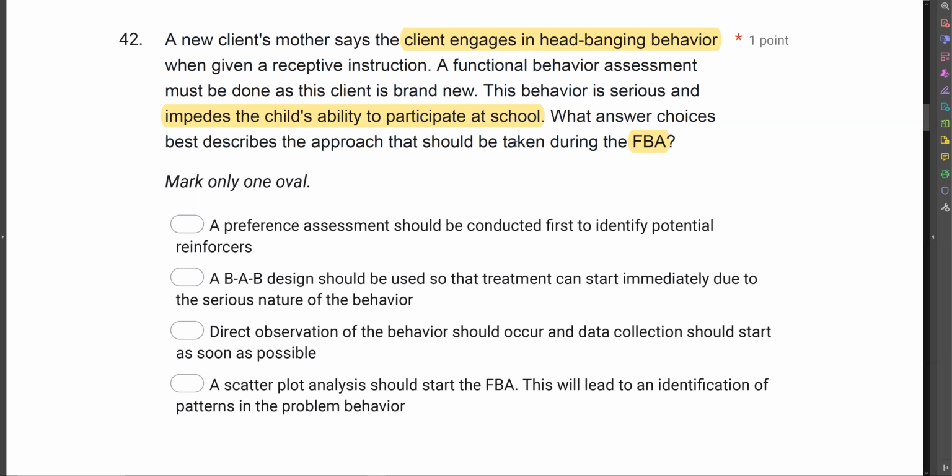And what we need to know right now is the why. Our FBA needs to help us get to why this behavior is occurring. The answer choice that's going to get us closer to why is going to be C. Direct observation of the behavior should occur and data collection should start as soon as possible.